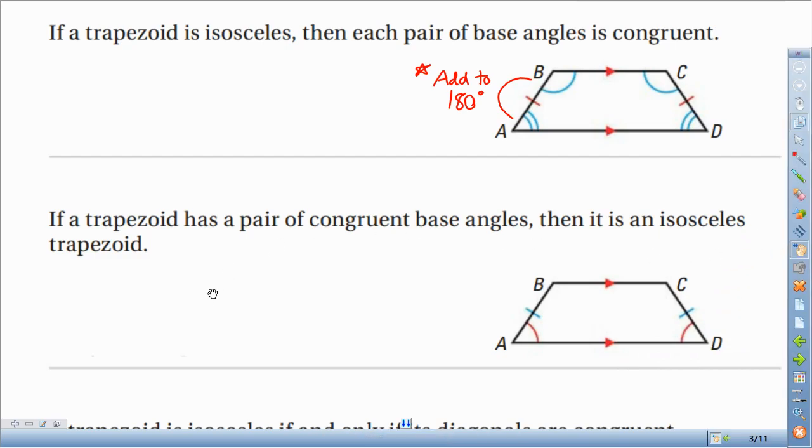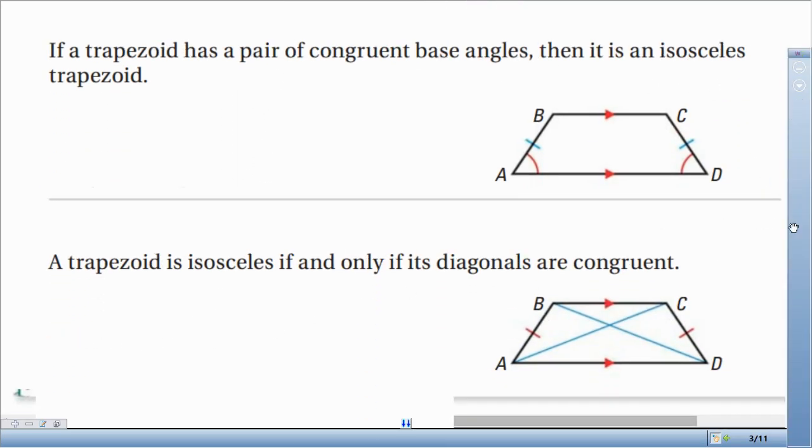All right, so the last little rule here, go ahead and take a minute and copy this, and then we'll look into it.